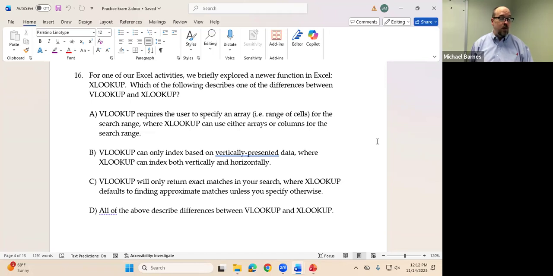VLOOKUP can only index based on vertically presented data, whereas XLOOKUP can index both vertically and horizontally. That is a true statement, and that's one of the big appeals of XLOOKUP, that it can basically serve as both a VLOOKUP and an HLOOKUP.